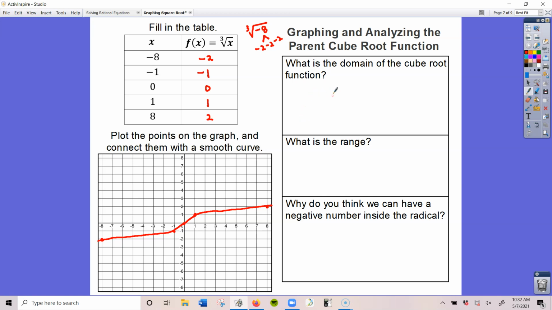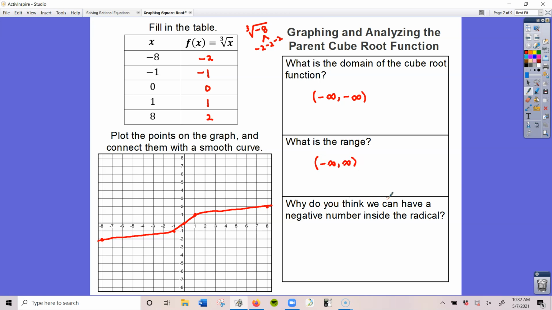For the domain of the cube root function, it opens forever to the left, it opens forever to the right, so the domain is negative infinity to infinity. For the range, even though we only see a little bit here, if I keep going to the right, the graph is increasing, it'll go forever up. And if I keep going to the left, the graph will continue to decrease, going forever down. So the range would also be negative infinity to infinity.